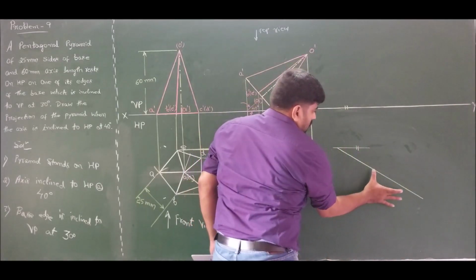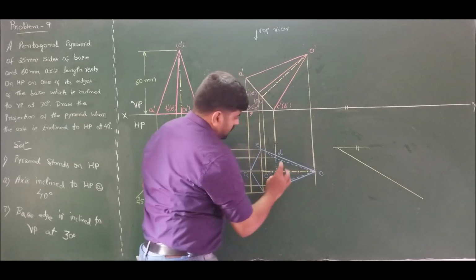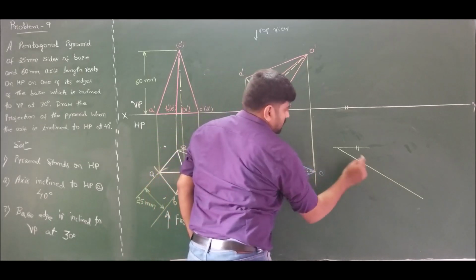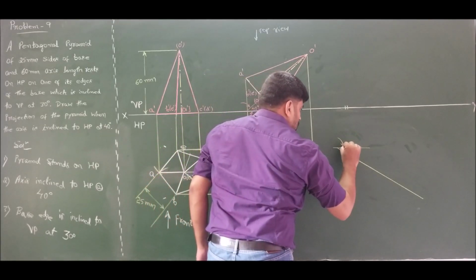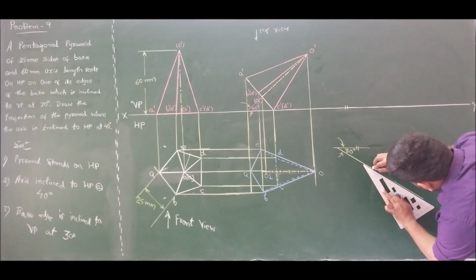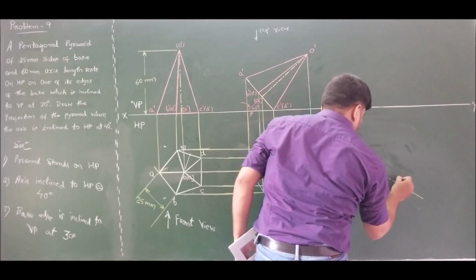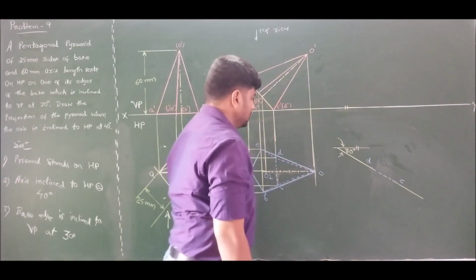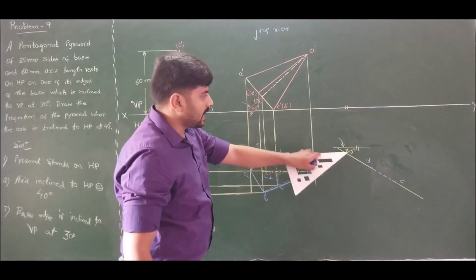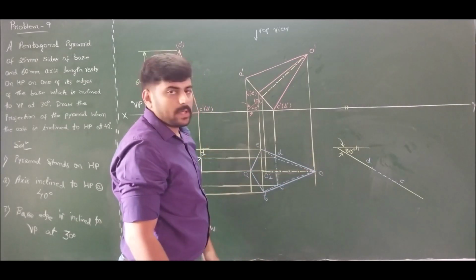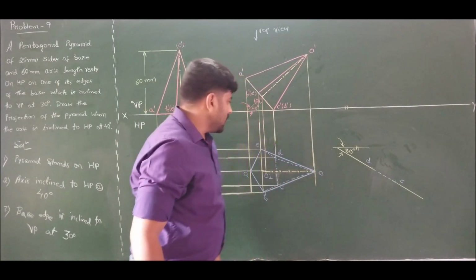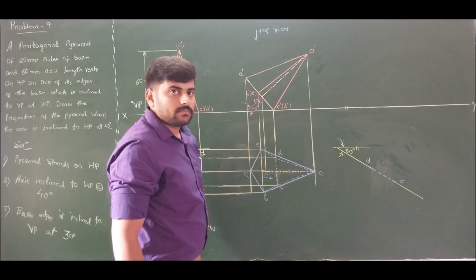Now mark 25 mm, which is the length of CD, on this 30 degree line. Marking CD, which is equal to 25 mm, I transform the corners D and C, whose length is 25 mm, inclined at an angle of 30 degrees to VP. On this line, you reconstruct the entire diagram.